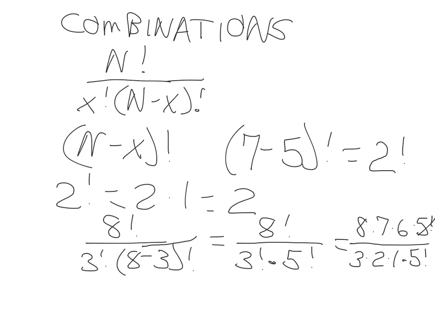So the 5 factorials just cancel. 3 times 2 times 1 has another name, it's 6. I can cancel that with a 6 there. I'm left with 8 times 7, better known as 56. Okay? So those are really pretty easy when you think about them. It just takes a little bit of practice. And with any luck, you have a key on your calculator that'll do it for you.